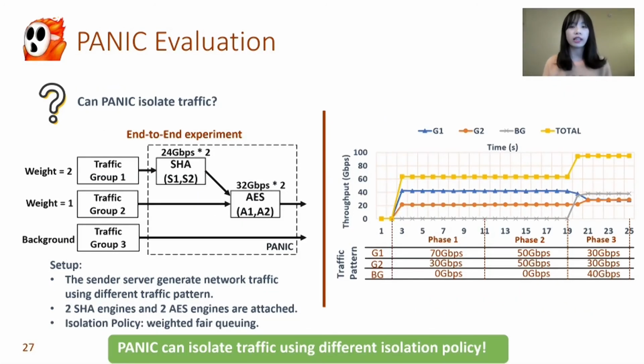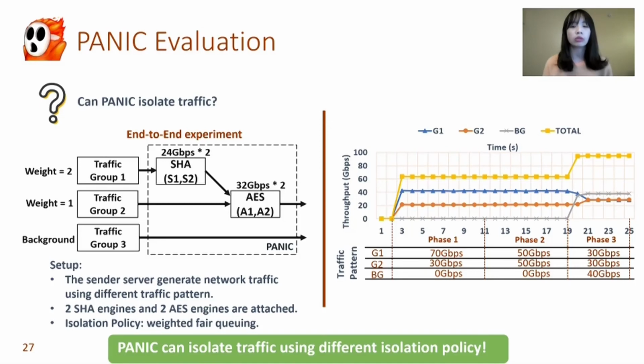In this end-to-end experiment, we connect 2 SHA units and 2 AES units with Panic, and we generate 3 types of traffic. Traffic group 1 and group 2 are sharing the AES service, and the third is background traffic that does not need to be processed by any service. We use weighted fair queuing policy for the AES contention offload. The right side figure shows Panic receiving throughput under different traffic patterns. In phase 1, Panic divides the 64 available bandwidth of AES service across group 1 and group 2 using WFQ. So the receiving rate for group 1 is 2 times of the receiving rate for group 2.